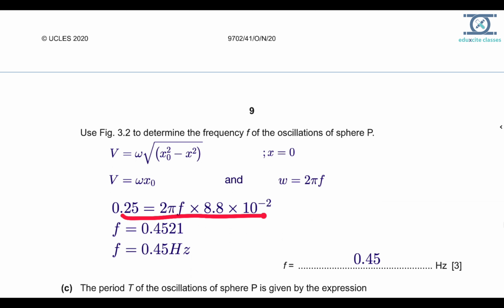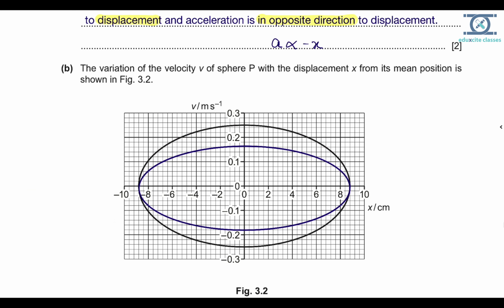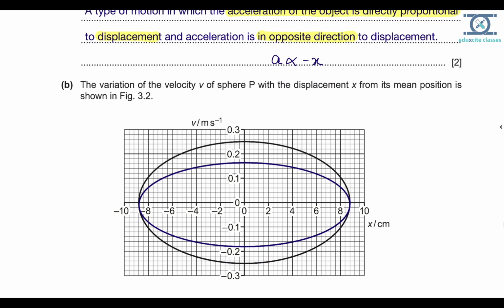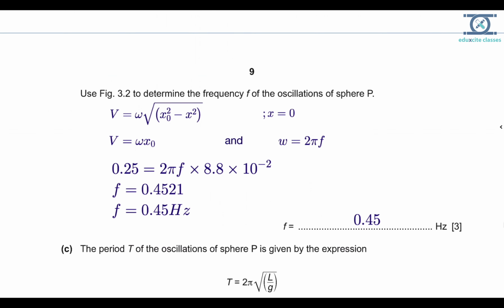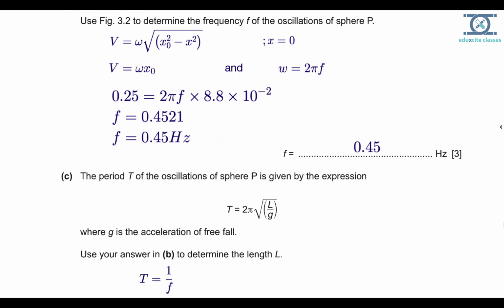So putting in the values and calculating, converting into two significant figures, because the values are given in two significant figures, or you can give up to 3, the frequency comes out to be 0.45 Hertz. So 3 marks: 1 mark for the correct formula, 1 mark for the relation and correct substitution, and 1 mark for the correct answer.